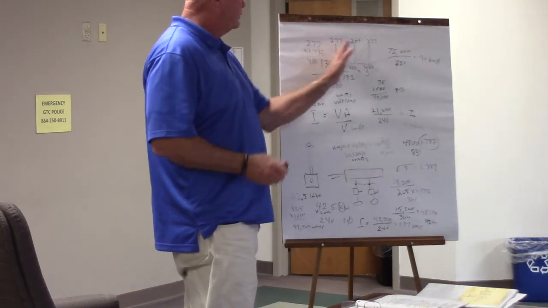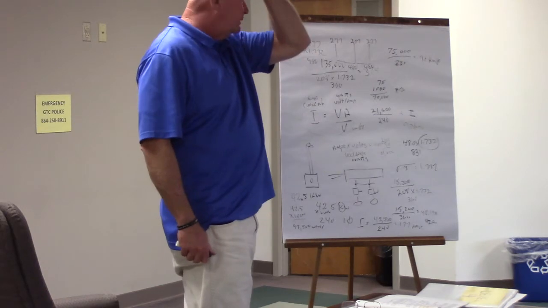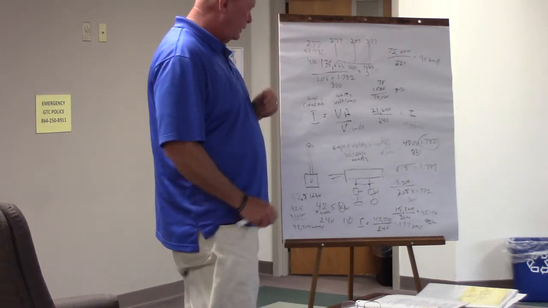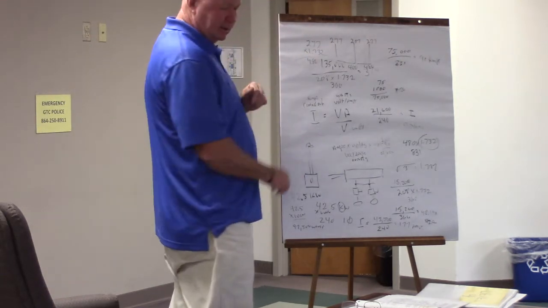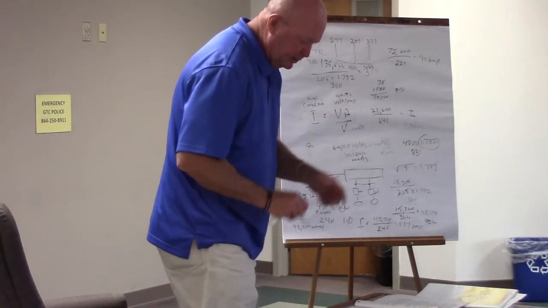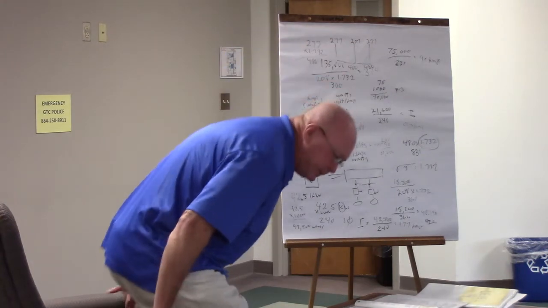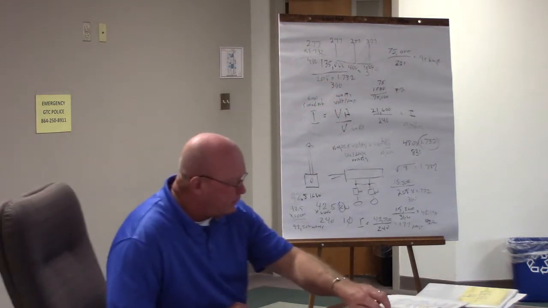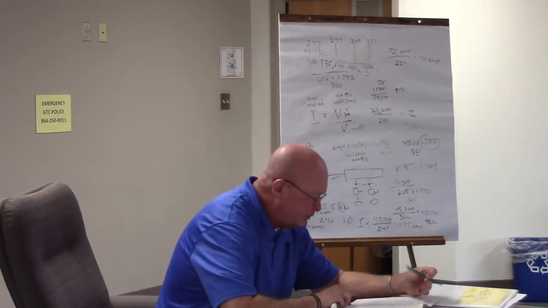And of course, square root of 3, we've got 3 phases, and that's the reason behind all this math here. Okay. Let's go on and finish that page, then we'll take it back, and then we'll get into some tap rules. All right, let's read on there.